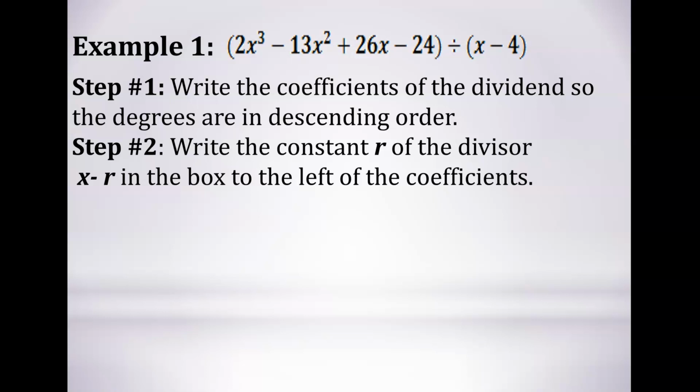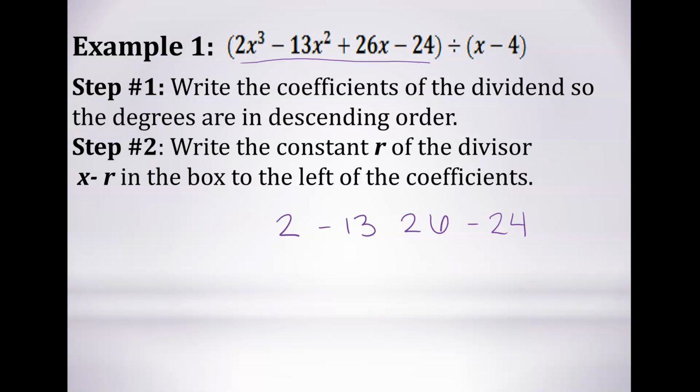So there are some simple steps. You write the coefficients of the dividend so the degrees are in descending order. So what that means is we need these terms to have our degrees in descending order. And if they are, then we are able to write down the coefficients. So you simply write down 2, negative 13, positive 26, negative 24. So cubed, quadratic, linear, constant. So that's step one, write the coefficients of the dividend.